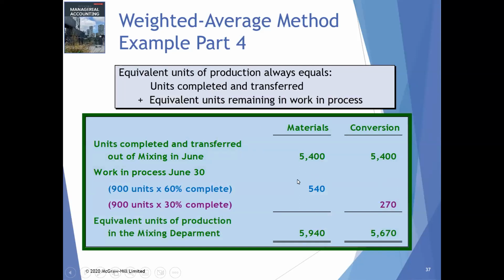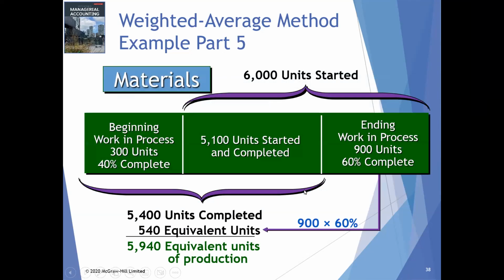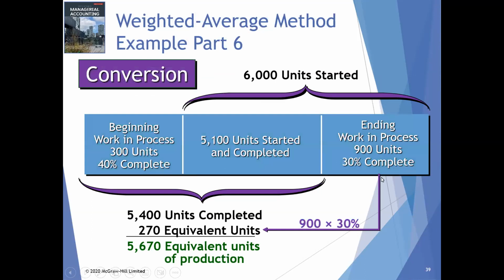The same thing. How the 540 was calculated, I have just explained here. This is the 60% of 900. And if we talk about the conversion, then it is 30% of the 900 that we have here. And the total is 5,670.